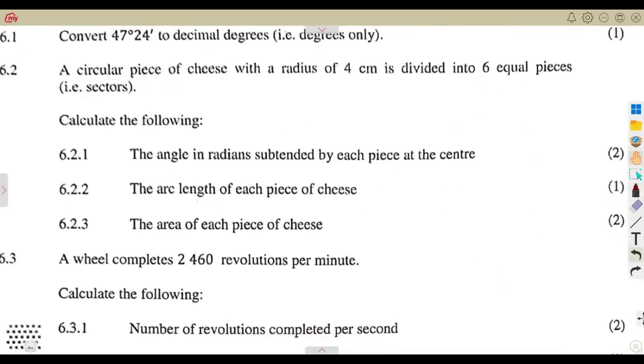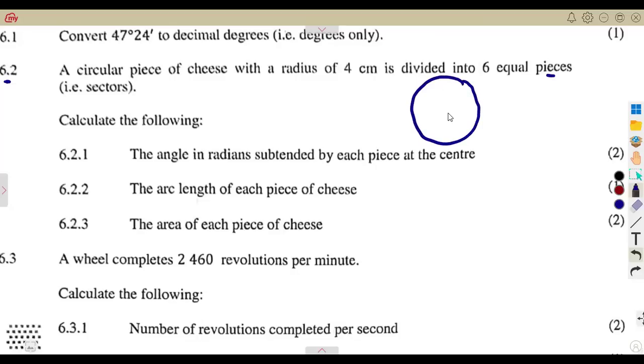6.2, we are given a circular piece of cheese with radius 4 centimeters divided into 6 equal pieces. So we are given a circular cheese like this. It's in the form of a circle.